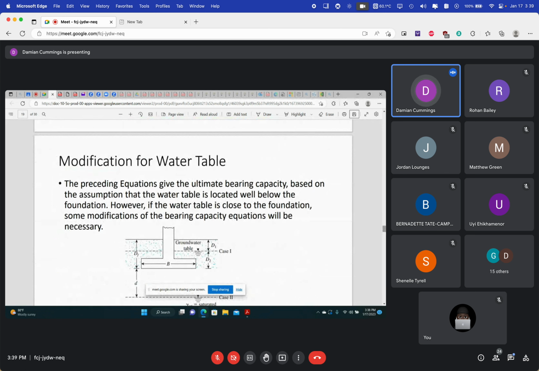Modifications for water table. The procedure equation gives the ultimate bearing capacity based on the assumption that the water table is located well below the foundation. However, if the water table is close to the foundation, some modification of the bearing capacity equation will be necessary, right?